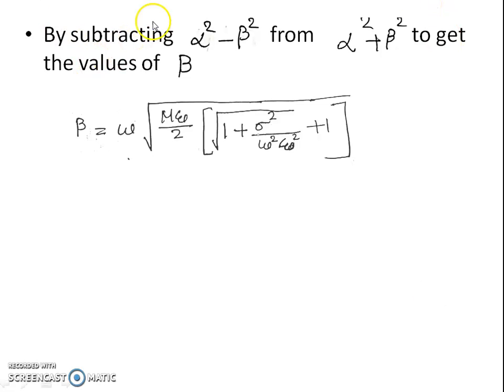By subtracting alpha square minus beta square from alpha square plus beta square, we get the value for beta. So by subtracting those two equations, we get beta equal to omega into root of mu epsilon divided by 2 into root of 1 plus sigma square divided by omega square epsilon square plus 1.